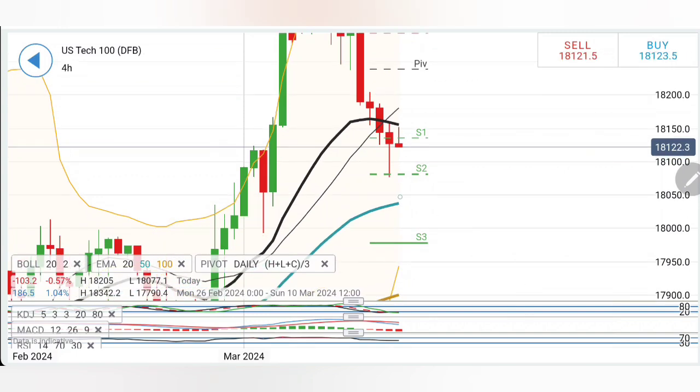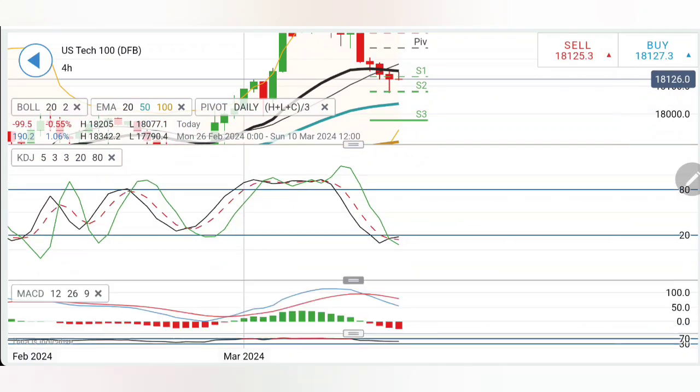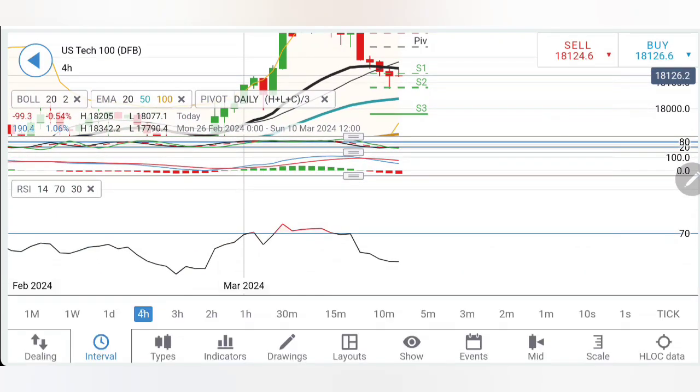But also on the downside, see the zone here. Let me take this complete zone between 18100, 18070, 18030. This complete zone is going to remain a great support for Nasdaq 100 on the downside. Achieving those levels, again it can bounce back. Stochastic oversold, MACD divergent and bearish, RSI is flat.